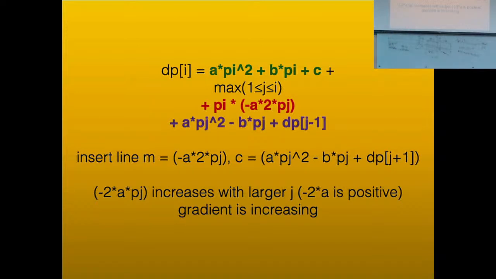Then the c is just something that is constant with respect to the value of J. That does not depend on it.